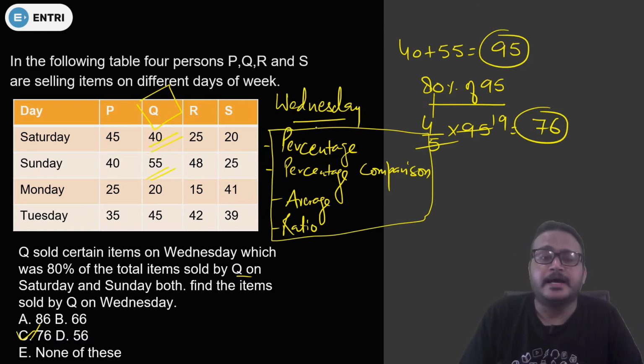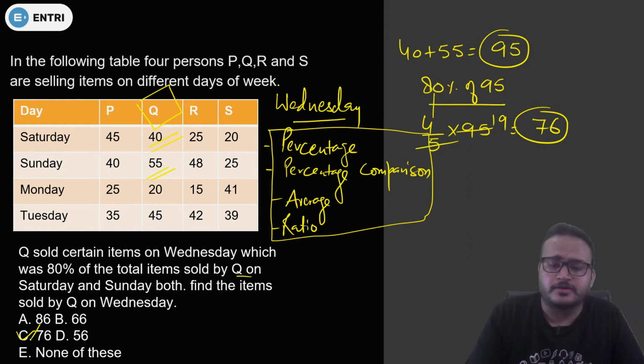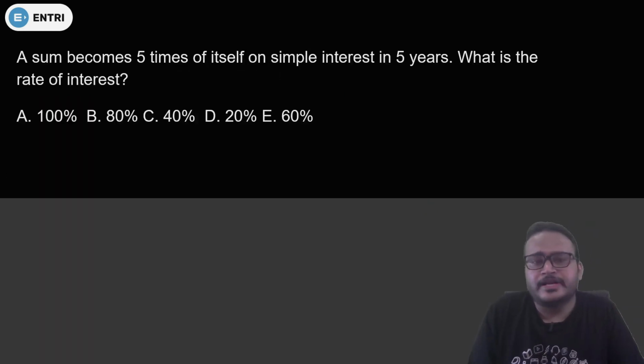So guys, data interpretation is not a separate topic in quantitative aptitude. It's just a combination of various topics like percentage comparison, average, ratio, and sometimes profit and loss, time and work. Also some kind of arithmetic based DI were also there. So we'll be discussing those also in the upcoming session. So guys, let's move to the next question. Okay, so this is going to be your next question, guys.